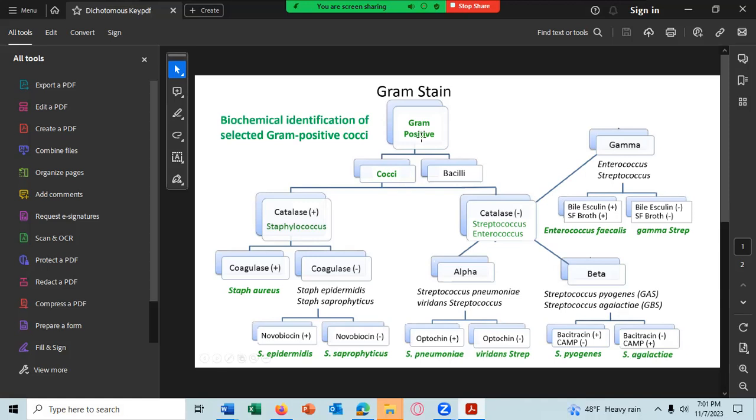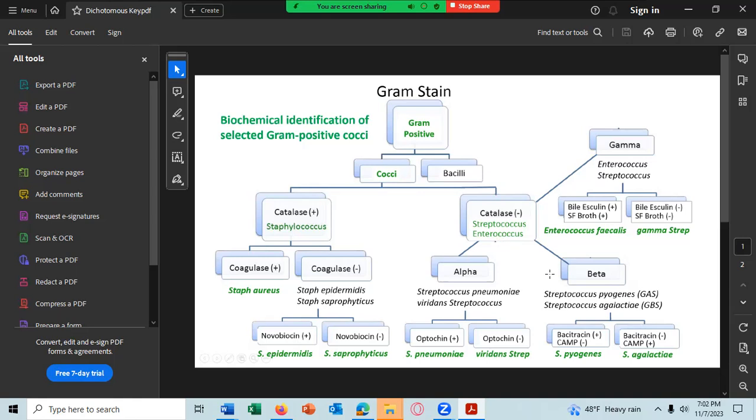So gram-positive cocci split into catalase positive and catalase negative. Be careful about this. Where is it that people get confused? Right here. It's not telling you what alpha, beta, and gamma is. So I'm going to tell you, this is looking at hemolysis. The growth was grown on a blood agar plate, and then they looked at hemolysis. If it's alpha hemolysis, that separates it down into Streptococcus pneumoniae and viridans Streptococcus.